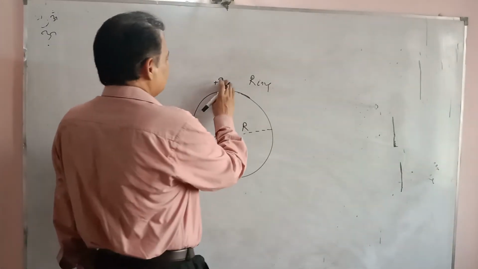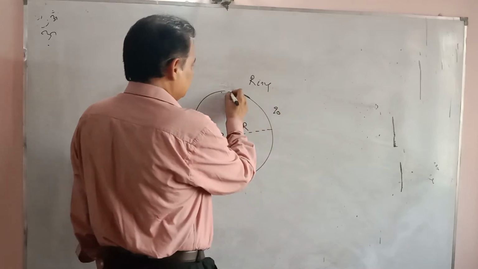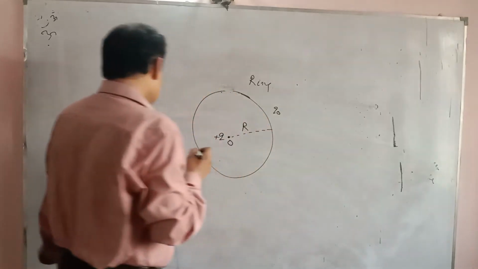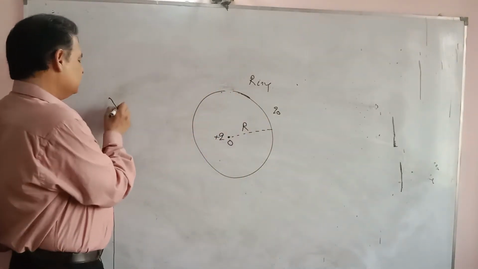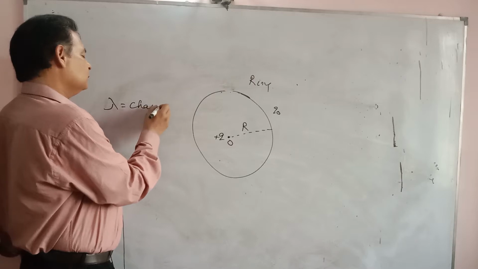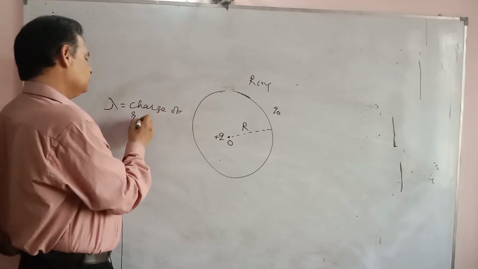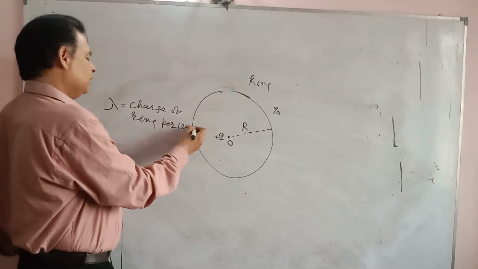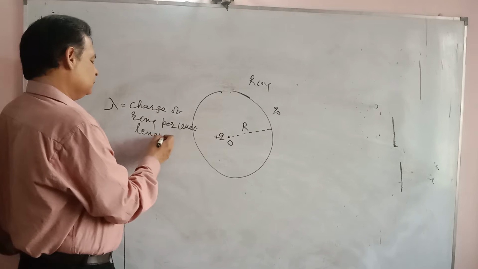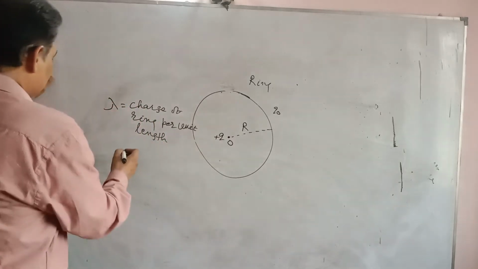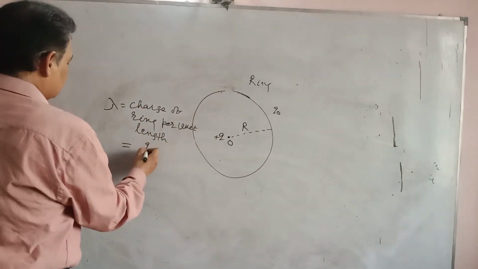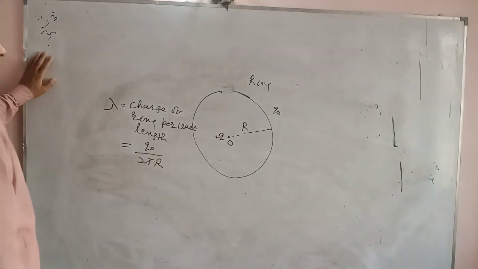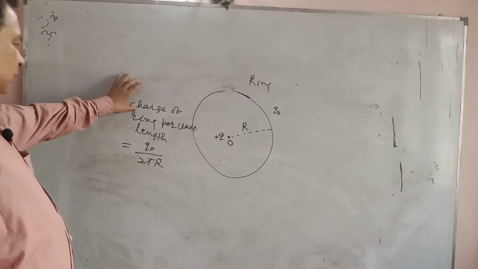For this one, Q naught charge is given to this ring. What about charge per unit length? I am writing here. Lambda is charge of ring per unit length. Sure, this total charge is Q naught upon 2 pi r. That is the linear charge density of the ring.